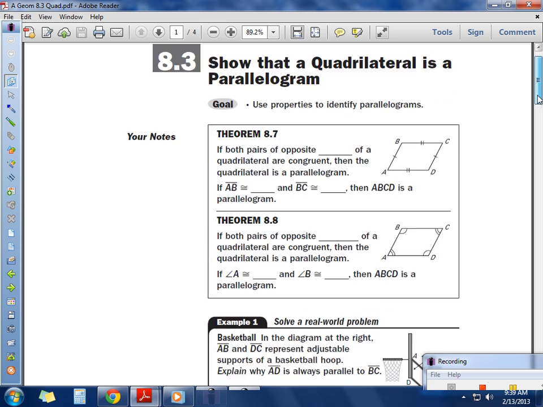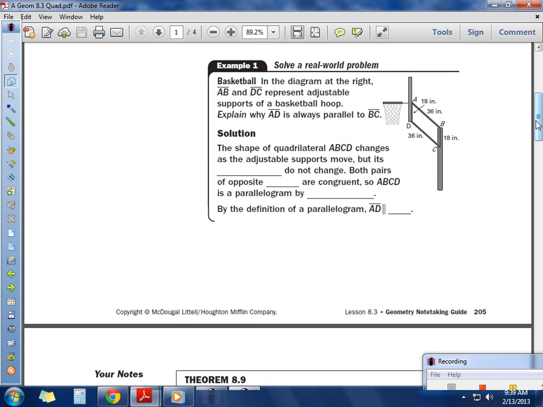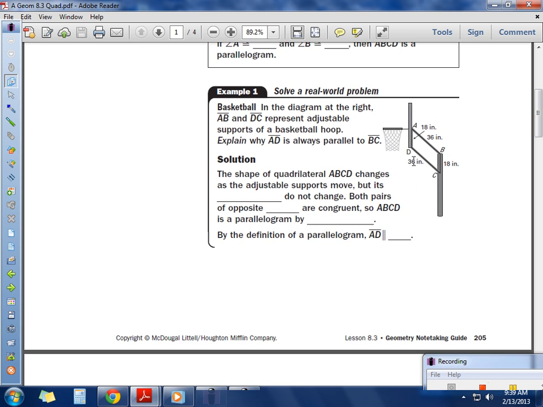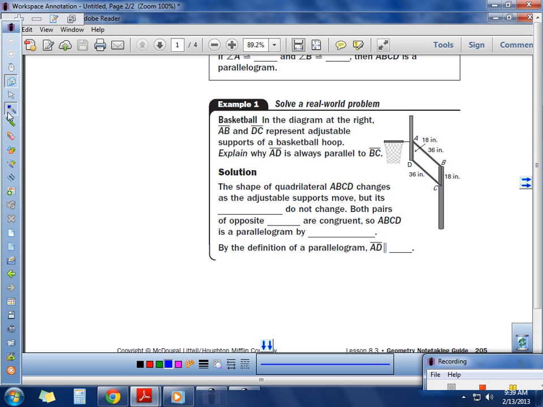The next little section covers a quick example. It looks at parts on a basketball goal, and it says, explain why AD is always parallel to BC. So once again, here's AD. Why is it always going to be parallel to BC? Really focus on that shape. What can you identify on that shape related to the properties we just learned?